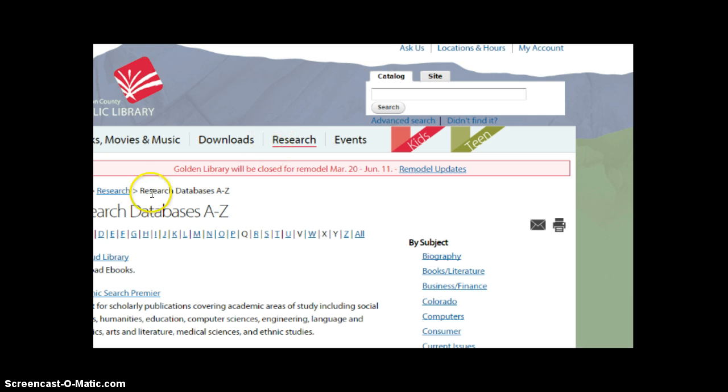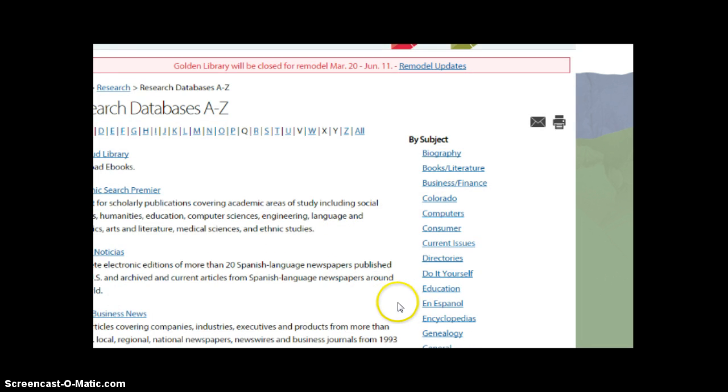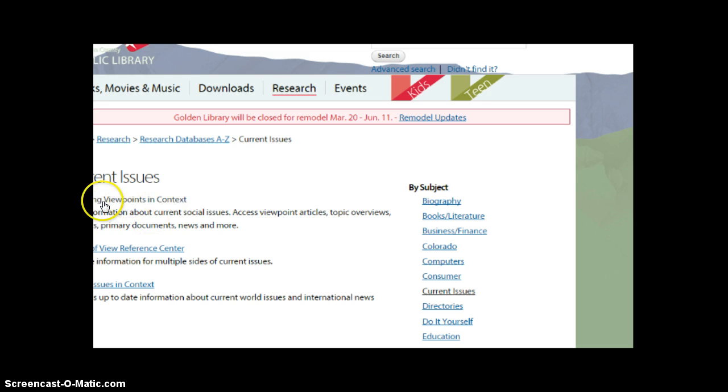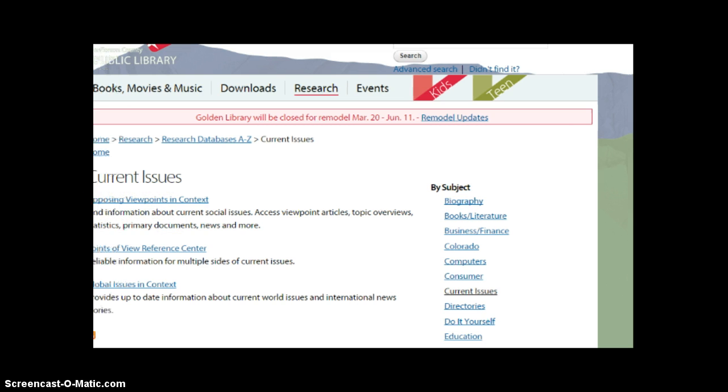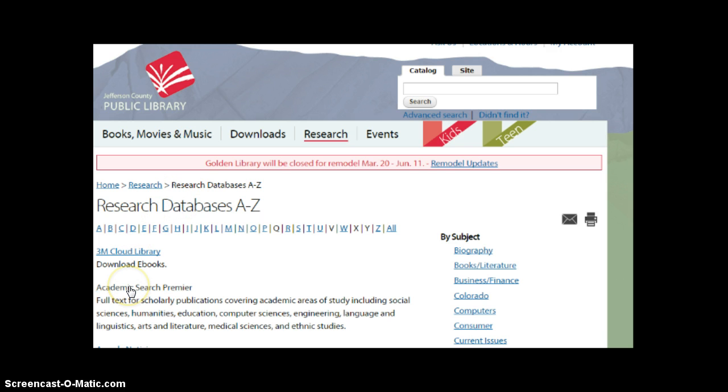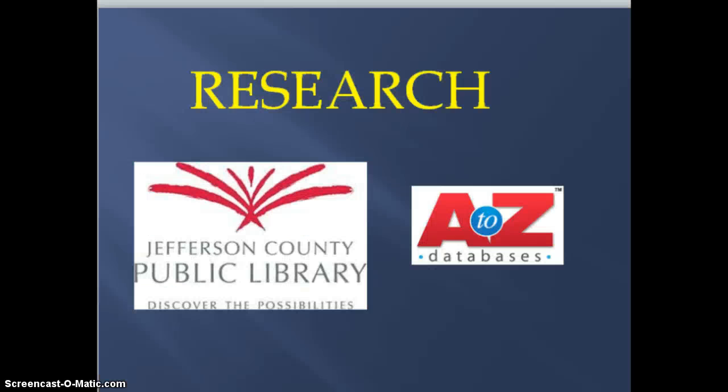When I say that there are different databases to consider, you'll want to remember that there are things like Current Issues that look at pro-con things. There's Opposing Viewpoints, which I'll broaden for you. Opposing Viewpoints, Points of View, these are great for debate. And of course, some of the ones that you used last time, like Academic Search Premier, would be perfect for what you're doing this time as well. So again, you'll be getting incredible information, research for your topic.